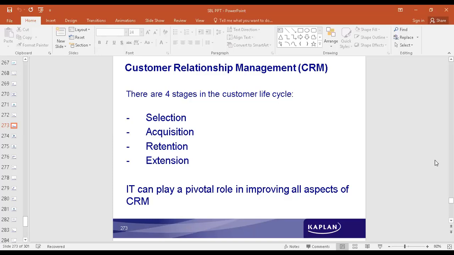Then we have customer relationship management, CRM. They say in the customer life cycle, there are 4 stages. One is selection, acquisition, retention, and extension. Under customer relationship management, you put an effort to maintain a relationship with the customer.